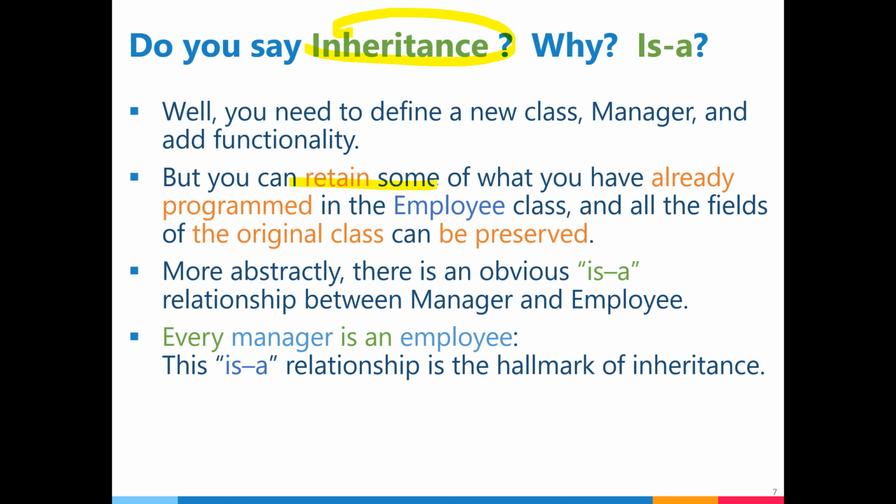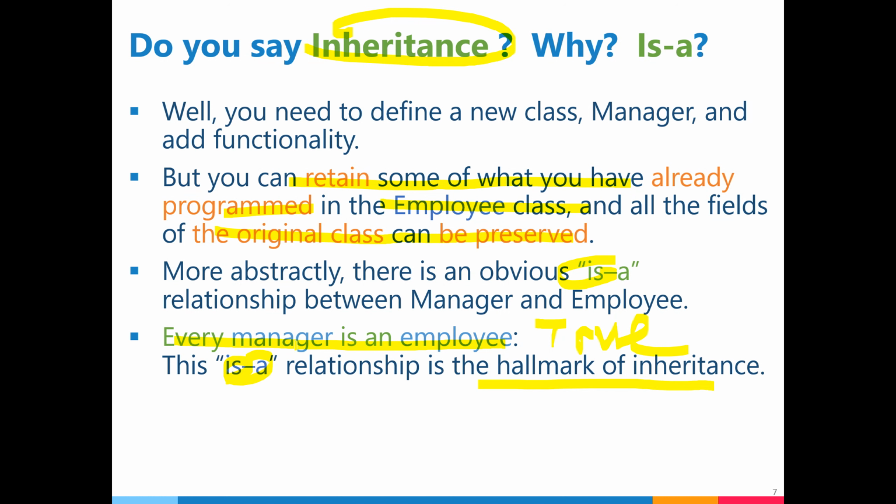Because we'd like to retain some of what we have already programmed in the employee class, and the fields of the original class can be preserved, right? So this is obviously an "is a" relationship. So in plain English, you need to test this. Manager is an employee, isn't it? If this is true, this means you can make inheritance. So this is the hallmark of inheritance: the "is a" relationship.